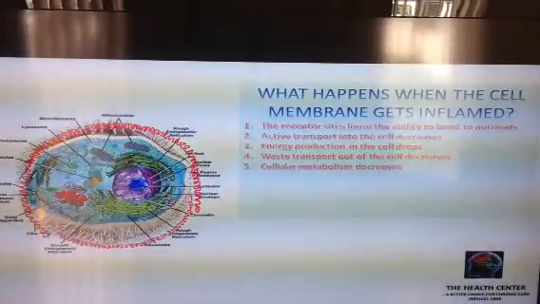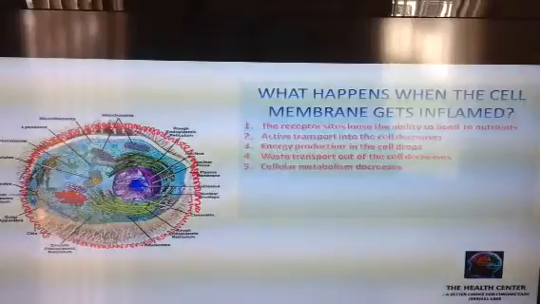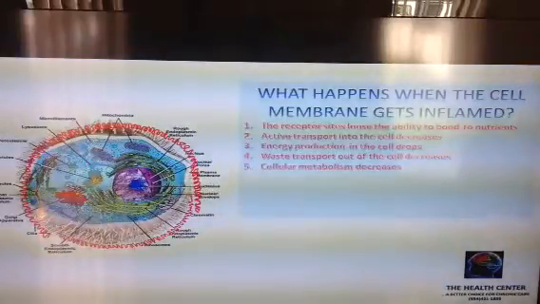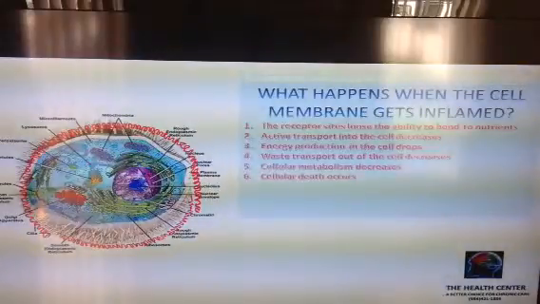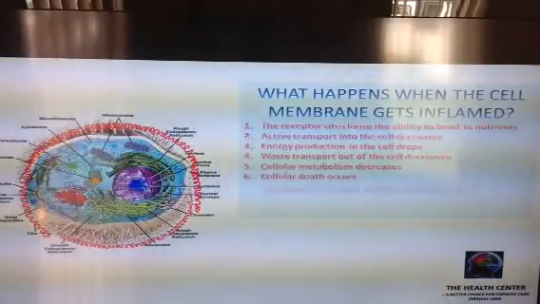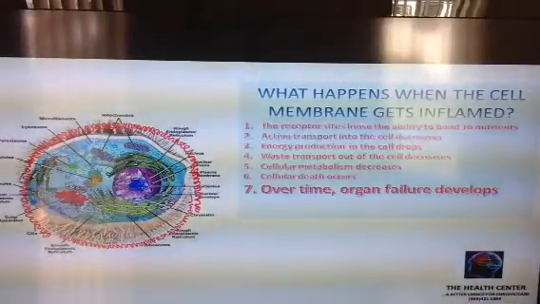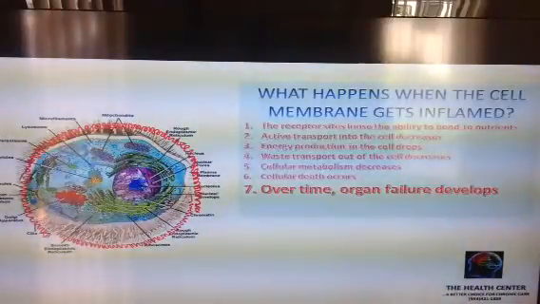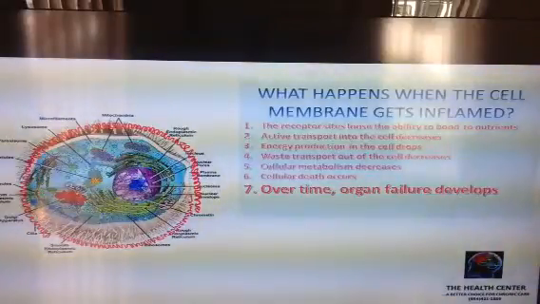And on its way to leading to the death of the cell, the process of metabolism decreases. And eventually, as I said, cellular death occurs. As cellular death occurs in more and more cells, eventually, over time, you get organ failure.